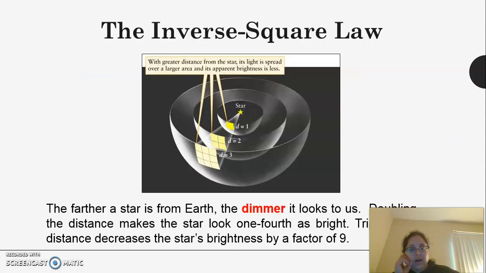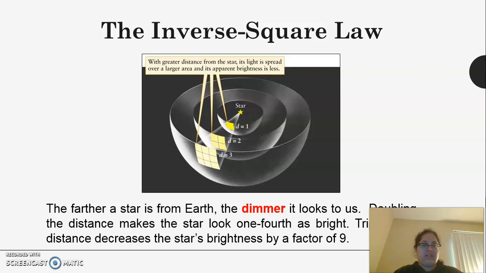Okay. So to answer some of these questions, there's something called the inverse square law. Basically, it says with greater distance from the star, the light is spread over a larger area and the apparent brightness is less. So the reason why stars are not as bright as our sun is because the farther a star is from Earth, the dimmer it looks to us. And our sun is the closest star to us, so it looks so bright because of that.